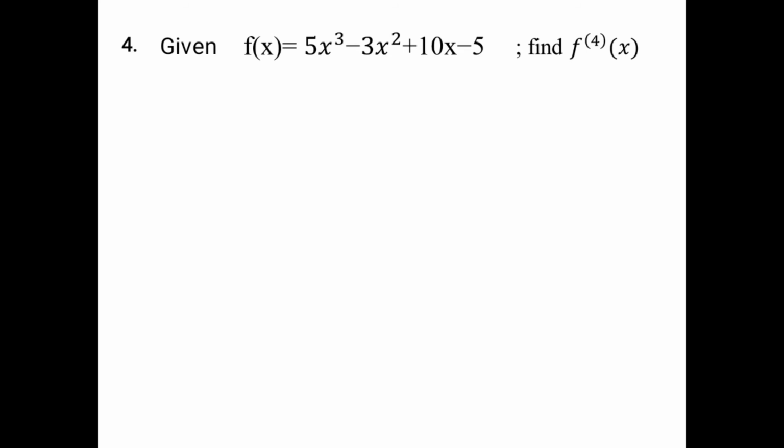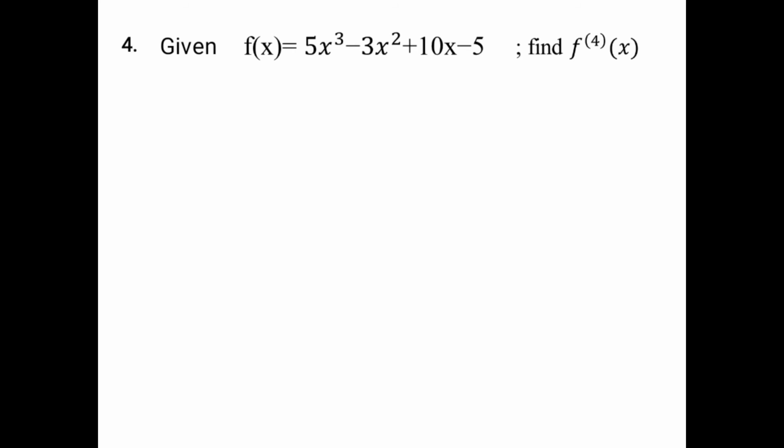Say we have the given f of x is equal to 5x cubed minus 3x squared plus 10x minus 5, and we need to get the fourth derivative. So from the first derivative up to the fourth derivative, we are going to get the derivative 3 times. The first step is to get the derivative of each term.